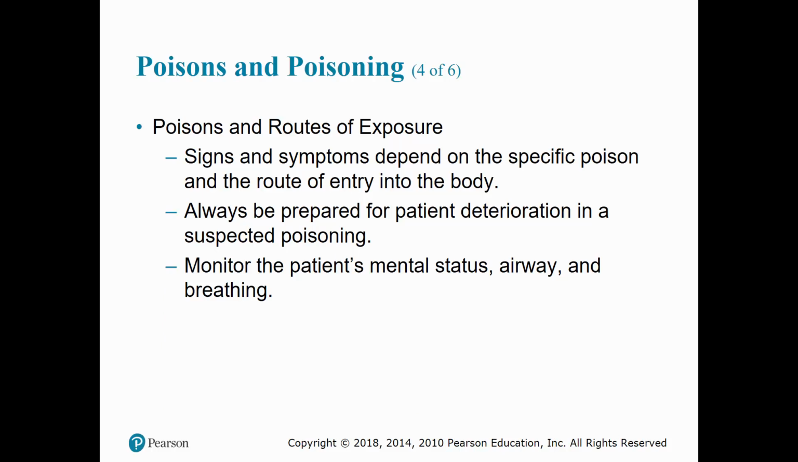Now, the signs and symptoms of poisoning in patients ultimately depend on the type of poison and route of entry into the body. One poison might cause depression of the central nervous system, thus causing bradycardia, bradypnea, and hypotension, whereas another poison could potentially stimulate the central nervous system and cause the patient to become tachycardic, tachypneic, and hypertensive. And the route of entry can determine how quickly the patient presents with any expected signs and symptoms.